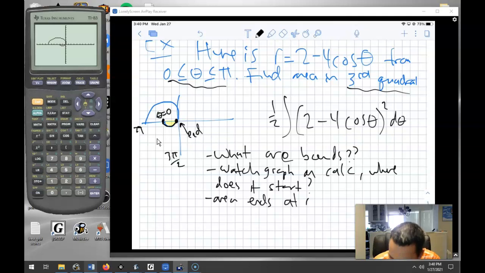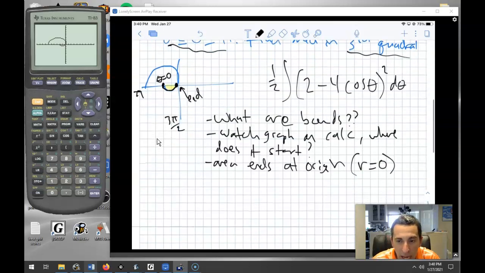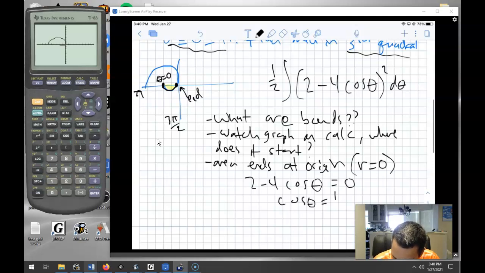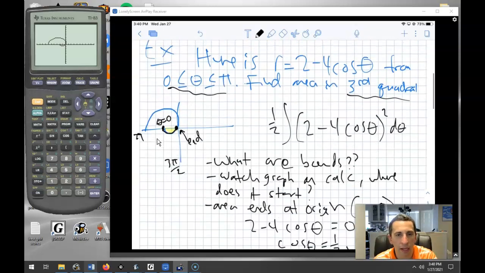So this area here ends at the origin. And of course, anytime you're at the origin, that means when your radius, your r value, equals 0. So it ends when 2 minus 4 cosine of theta equals 0. So that means that cosine of theta equals 1/2. And theta is cosine, so that's the x value. So that's the first one over. So that's a pi over 3 and 5 pi over 3. Now, we don't care about the 5 pi over 3, of course, because we're just looking from 0 to pi in the problem.